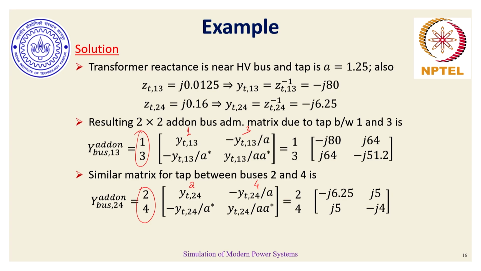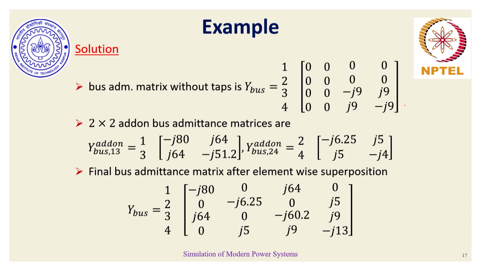Having known these row and column labels, now it is time to superimpose them on the initial 4 cross 4 matrix. If I do their corresponding inverses and do the superimposition, for 1 comma 1, it is only present over here. So, I add 0 and minus j80, I get the first element. If I see 3 comma 3, I have minus j9 sitting in the first 4 cross 4 matrix. Then I also have another 3, 3, which is minus j51.2. There is no other element pertaining to 3, 3, so I add both of them, I get minus j60.2. That's how you can find all other corresponding elements.